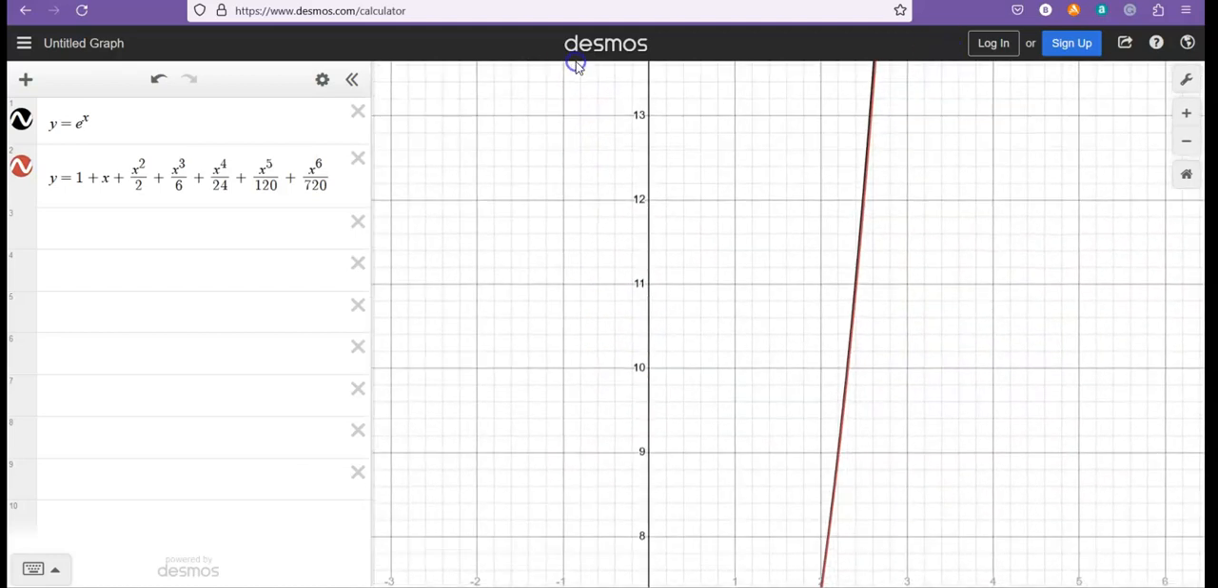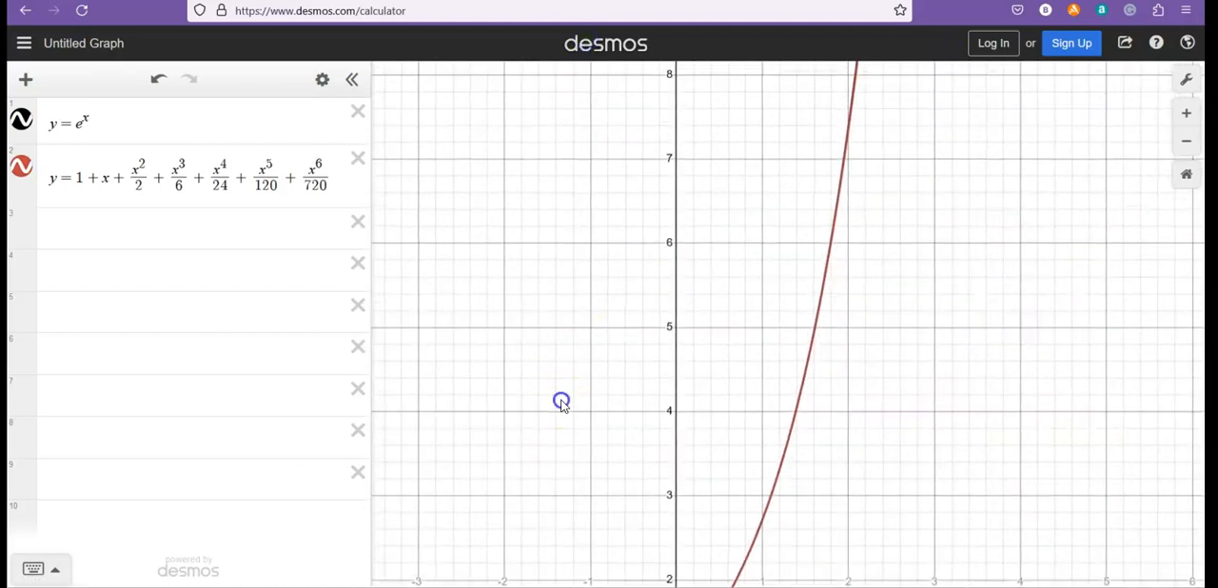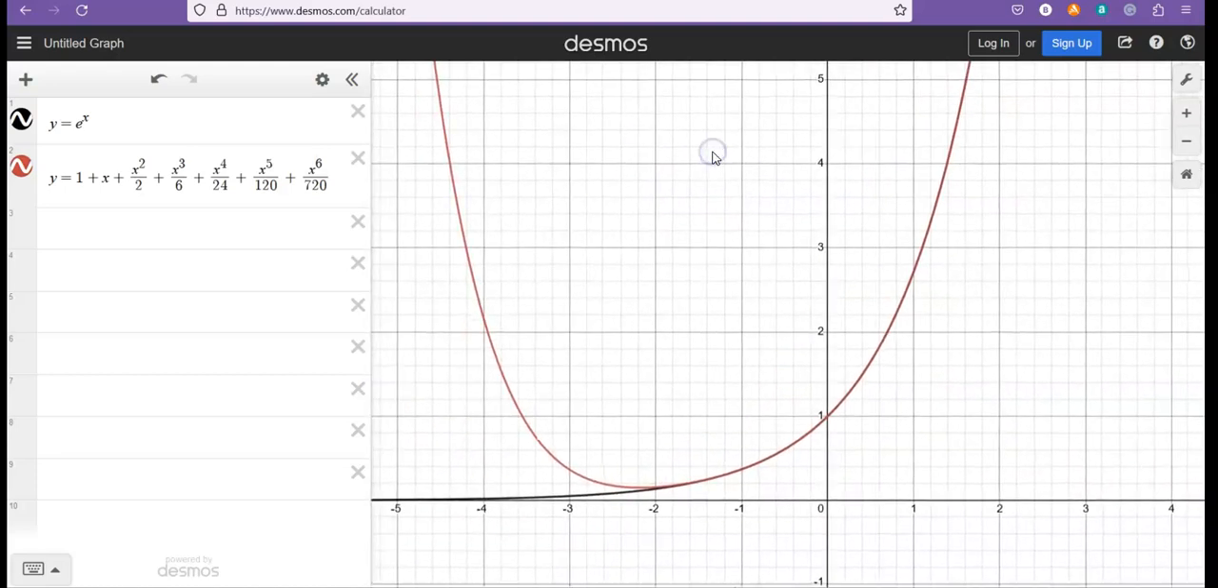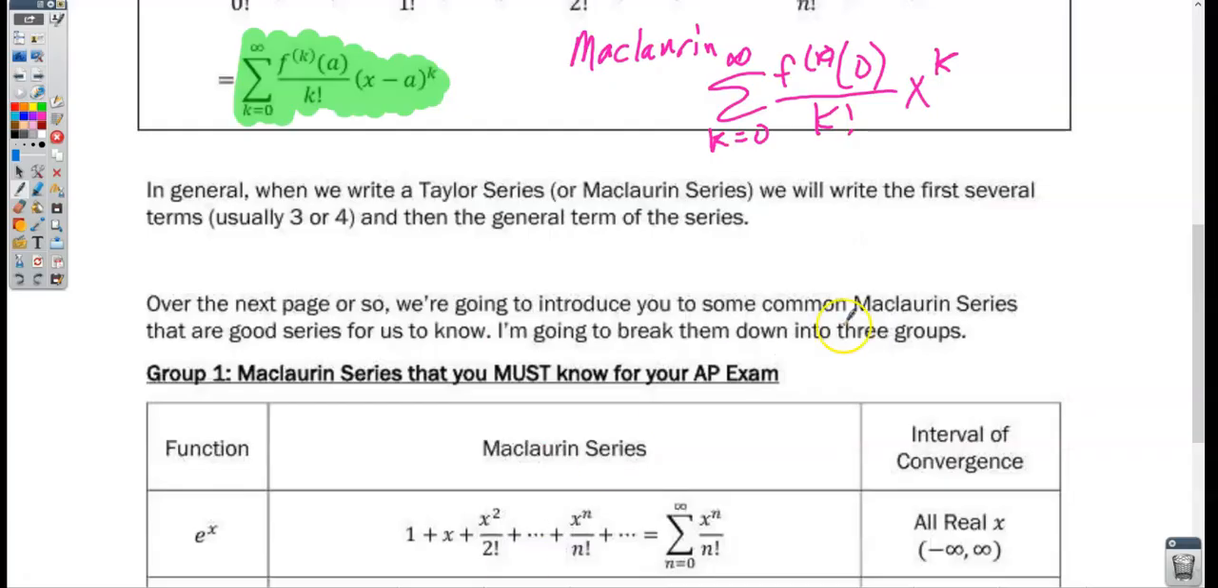For a very good chunk of this curve. And if I continue adding terms to this, it's just going to widen that interval where the function and the series are identical or close to identical to one another. And when we add an infinite number of terms, this polynomial and this function are going to be exactly the same for all real numbers from negative infinity to infinity. So that's the first Maclaurin series that we absolutely must know for our AP exam.